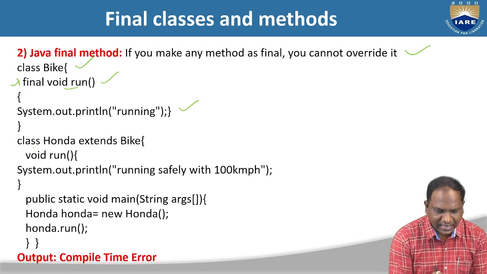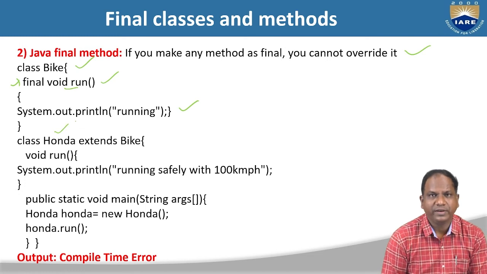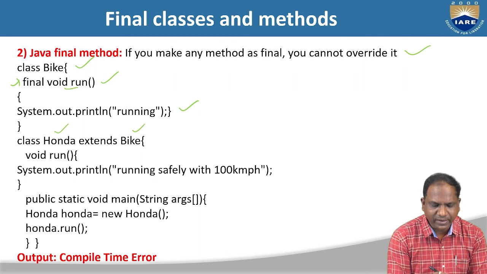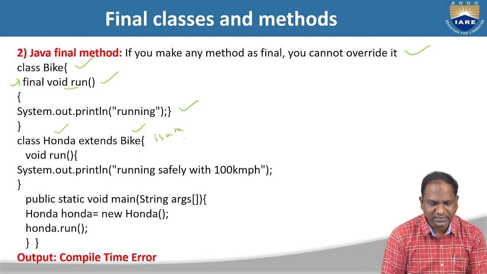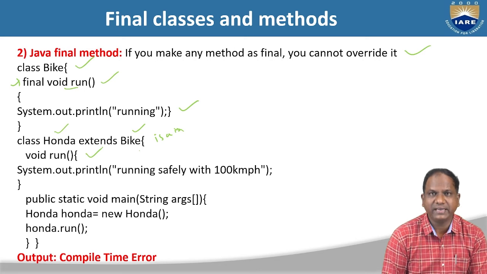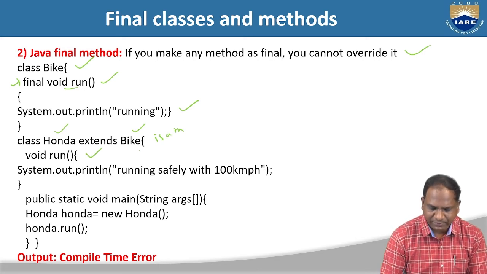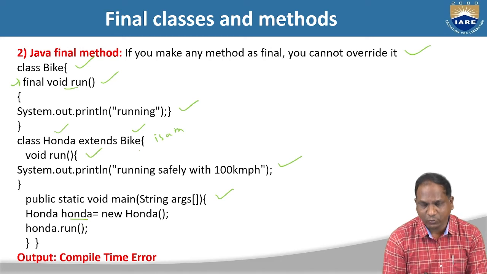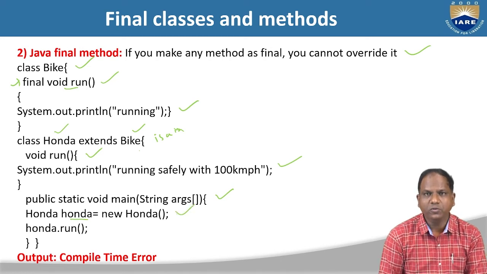Now see here, a class named Honda extends bike. Honda is a bike: it is an is-a relationship, inheritance. Now the run method, the same run method I have used, then a print statement. In the main method, I am creating an object of the Honda class: Honda is equal to new Honda.